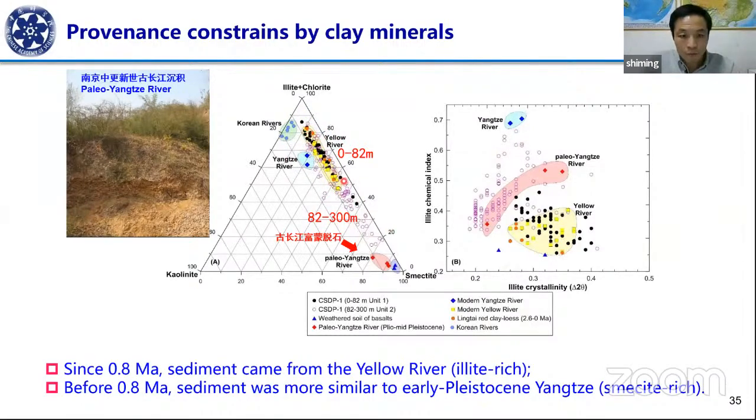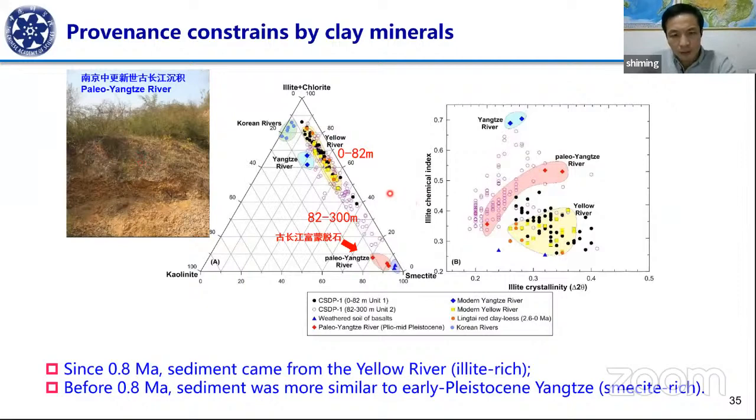However, for the older times before 0.8 million years, the sediments overlapped more with the early Pleistocene Yangtze River, the smectite ridge. So this is very different for the modern Yangtze River and the older Yangtze River. We also have some samples from Nanjing during the middle Pleistocene. So the Yangtze River sediments are more smectite rich.